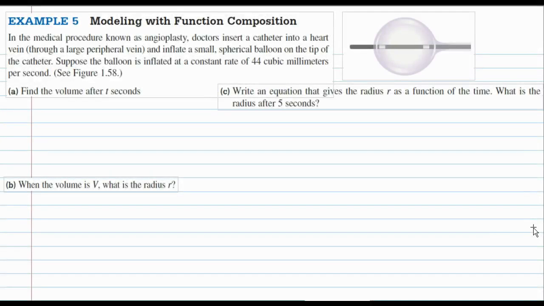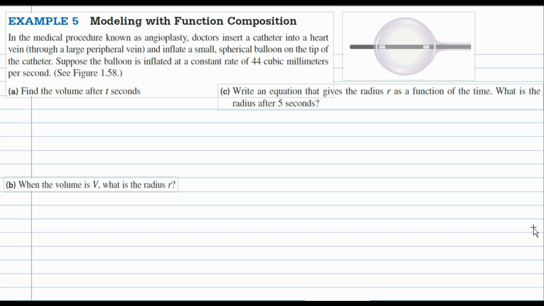This is the screencast for section 1.4, example 5. We're going to model word problems with function composition. In the medical procedure known as angioplasty, doctors insert a catheter into a heart vein through a large peripheral vein and inflate a small spherical balloon on the tip of the catheter.